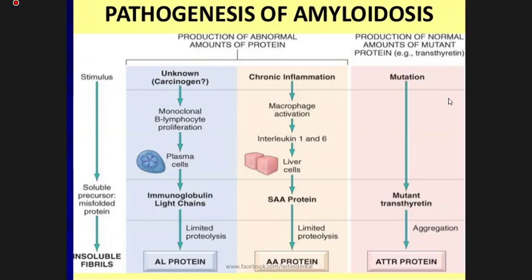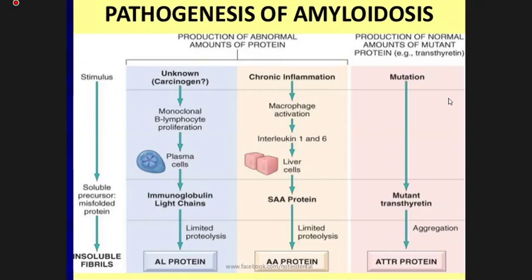So, for example, an example of the production of an increased amount of proteins is your multiple myeloma, your AL protein. We say increased production of monoclonal protein, monoclonal B lymphocyte protein. So in this case, there is an increased amount of immunoglobulin light chains. These immunoglobulins are the normal light chain proteins.